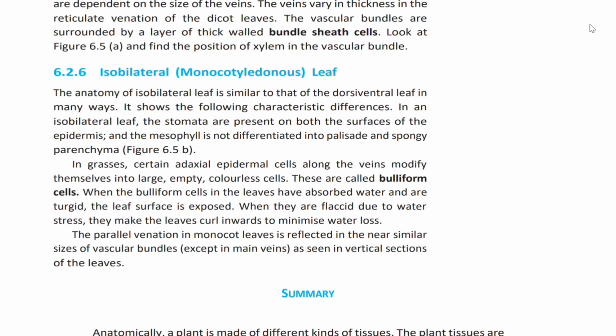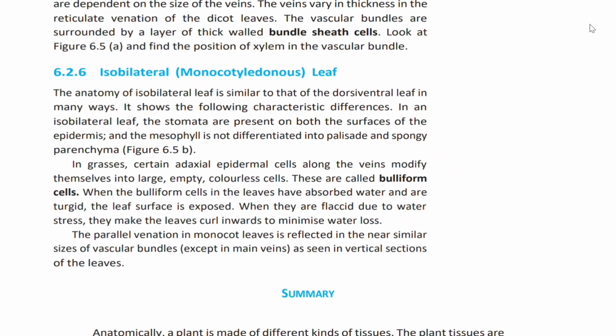6.2.6 Isobilateral, that is monocotyledonous leaf. The anatomy of isobilateral leaf is similar to that of dorsiventral leaf in many ways. It shows the following characteristic differences. In an isobilateral leaf, the stomata are present on both the surfaces of the epidermis and the mesophyll is not differentiated into the palisade and spongy parenchyma.